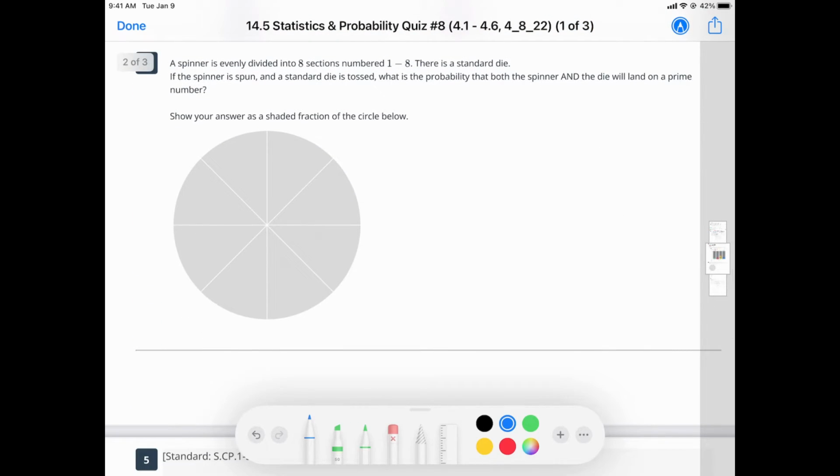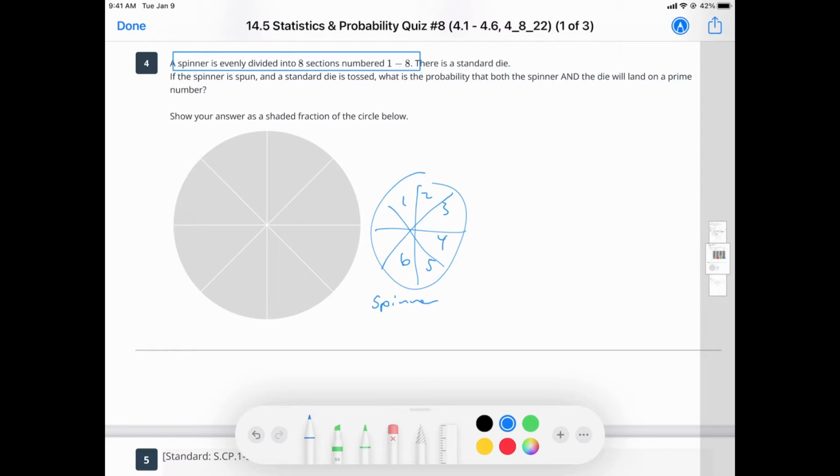Question number 4, a spinner is evenly divided into 8 sections. So the spinner, we're going to draw one and label it. It is evenly numbered. And then a standard die. I'm drawing my 3-dimensional one, but it has 6 sides. If the spinner is spun and the standard die is tossed, what's the probability that both the spinner and the die will land on a prime number?